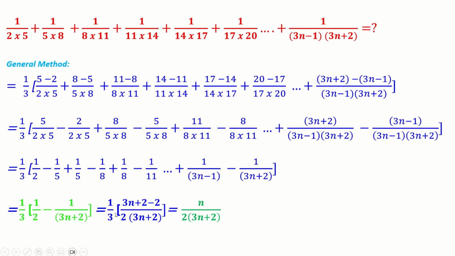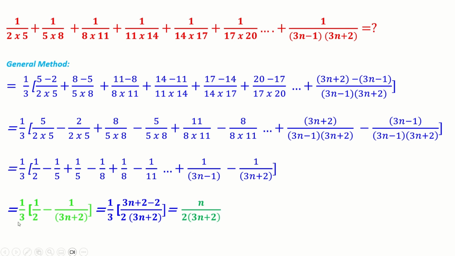And if you go and solve this, it becomes 3n plus 2 minus 2 by 2 into 3n plus 2, and everything is multiplied by 1 by 3. So that is nothing but n by 2 into 3n plus 2. This is another trick to solve the problem.